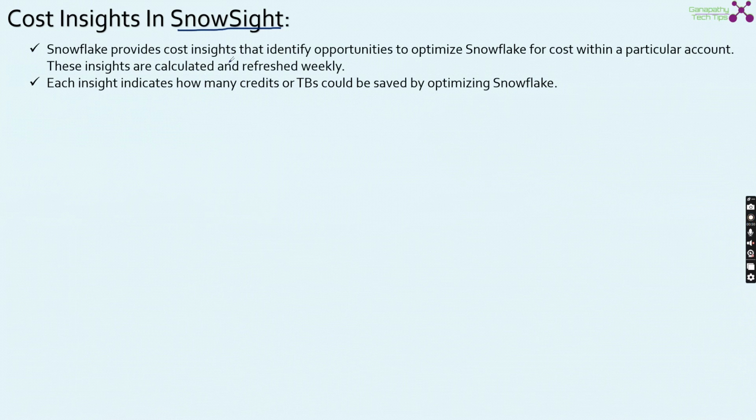So Snowflake provides the cost insights that identify opportunities to optimize Snowflake for cost within a particular account. These insights are calculated and refreshed weekly. This is an important thing to note. So Snowflake by itself is providing us with a set of recommendations. So use those recommendations and reduce your cost. Simple. Each insight indicates how many credits or TBs could be saved by optimizing Snowflake.